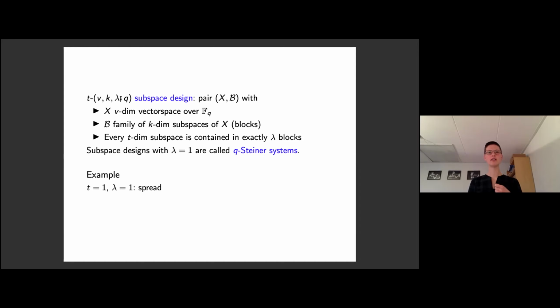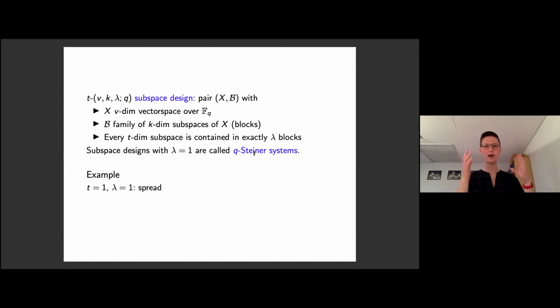Now, subspace designs are quite rare. A sort of easy example is if you take both t and lambda equal to 1, then you get a spread. Because what you then get is, I have a space and I take a number of k-dimensional subspaces in such a way that every one-dimensional subspace is in exactly one of the blocks. So it's sort of a partition of the space. And partitions of spaces are called spreads. And for a long time, it was thought that this was the only example that we had for lambda equal to 1, so for a q-Steiner system.